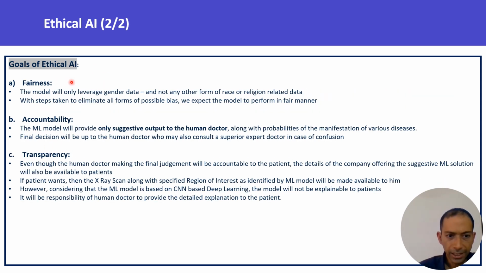Then the goals of ethical AI. So the goal of fairness will be achieved because only gender data will be retained in the training data set. Other aspects such as race, religion, etc. will not be retained in either the training data set or the inferencing data set. And all the steps we mentioned in the previous slide for eliminating the bias will also ensure that the goal of fairness is achieved. Now, accountability.